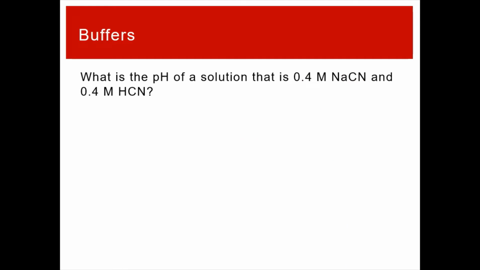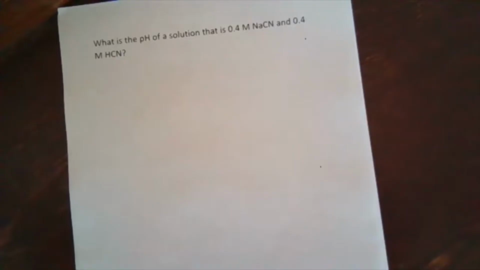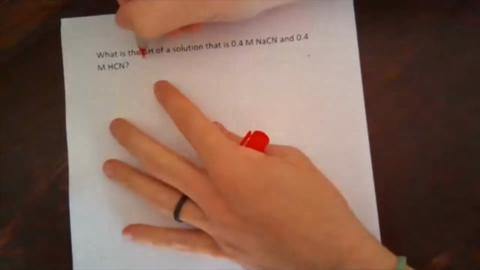Let's take a look at an example. What is the pH of a solution that is 0.4 molar NaCN, that's sodium cyanide, and 0.4 molar HCN, that's hydrocyanic acid? Okay, so what is the pH of a solution?